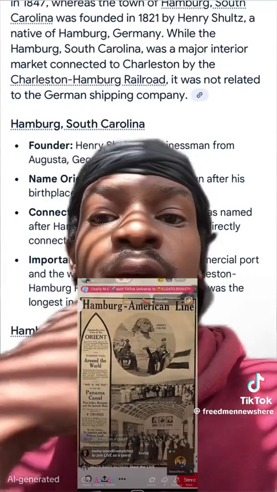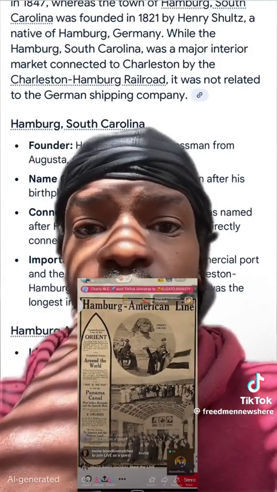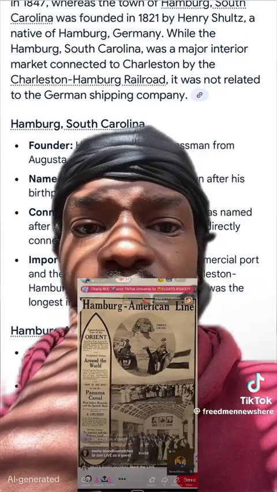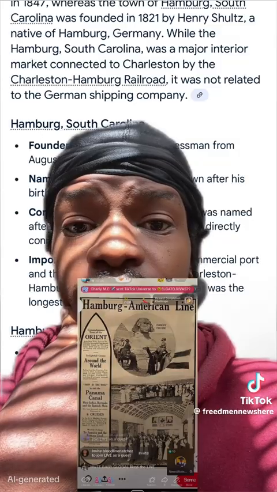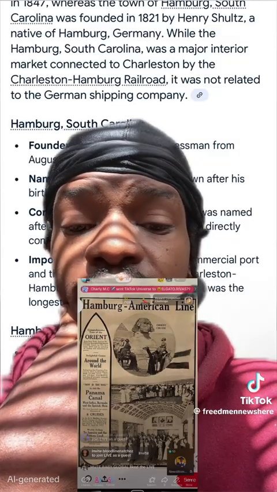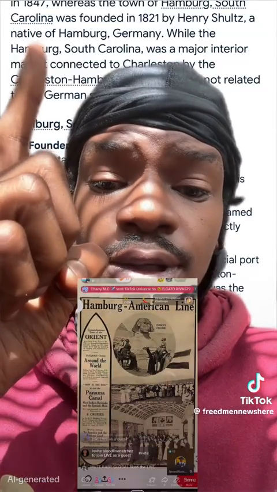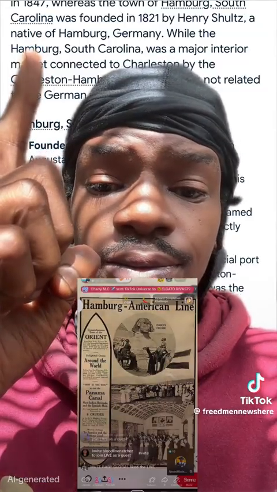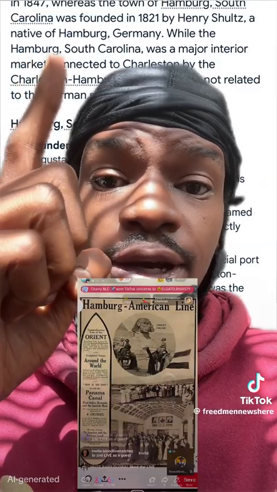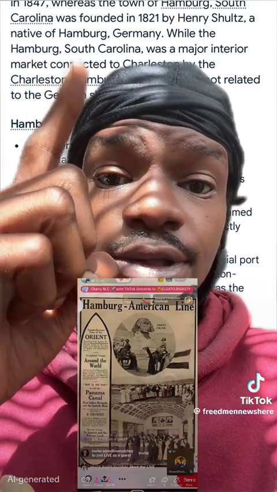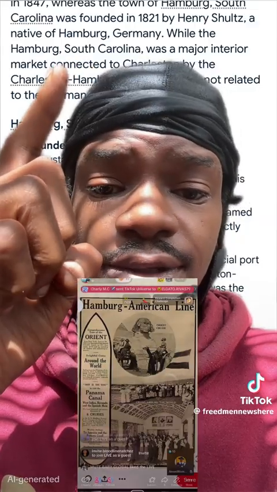Now, in 1847, whereas the town of Hamburg in South Carolina was founded in 1821 by Henry Schultz, a native of Hamburg, Germany. Let's pause and slow down. Native means one held in bondage from elsewhere. An indentured public servant from Germany. Found Hamburg, South Carolina, which is a de facto name. The land in my name, tax-free. It doesn't say Hamburg.